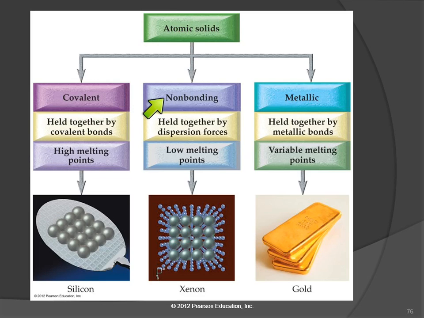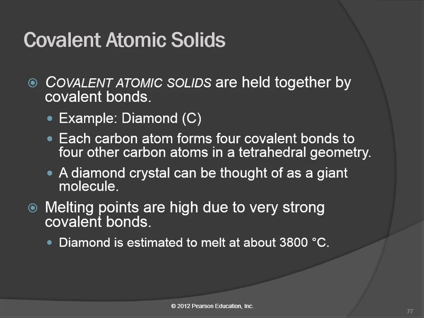Then we have non-bonding atomic solids. This is a common kind of atomic solid. These are held together by dispersion forces, because the individual pieces are atoms. Atoms can't be polar. They can't have dipole-dipole forces or hydrogen bonds. So the only thing that can hold them together is dispersion forces. So these things have very low melting points. And then the metallic solids are held together by metallic bonds, and we'll talk about that. So here are slides that give more details.